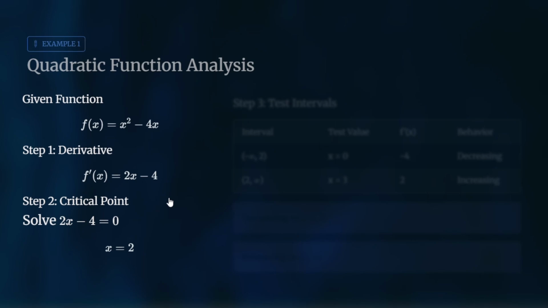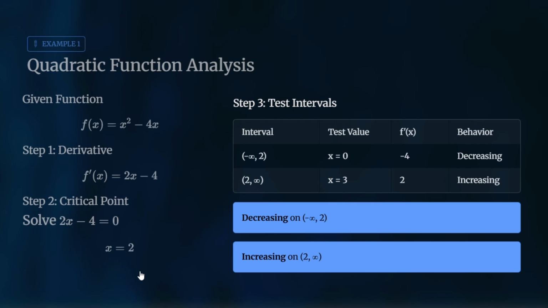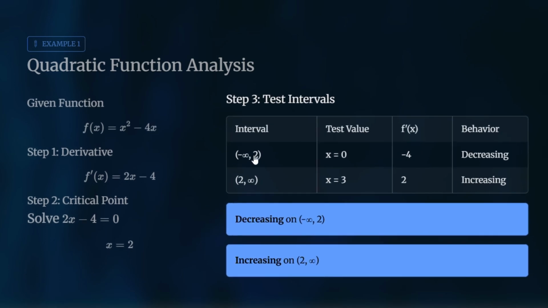Then we'll need to find the critical point. So we'll let our derivative f prime of x equals 2x minus 4 be equal to 0 and solve for x. If we add 4 on both sides and divide by 2, x is equal to 2. In step number 3, we'll need to test the intervals. So our critical point is x equals 2, meaning our first interval is from negative infinity to 2, and our second interval is from 2 to infinity.